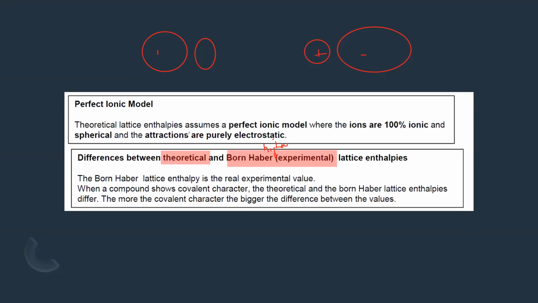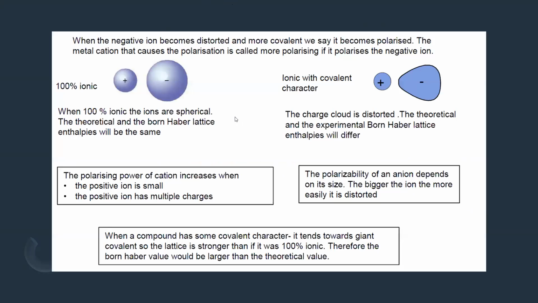If the theoretical and Born-Haber values are the same, we say that the bonds are 100% ionic, or the ions are perfect spheres. And this distortion depends on the size of the positive ion. It should be small, the charge of the positive ion should be large, and the size of the negative ion should also be large. So the compound with a greater difference between the theoretical and the experimental lattice energy is the one having the greater distortion.